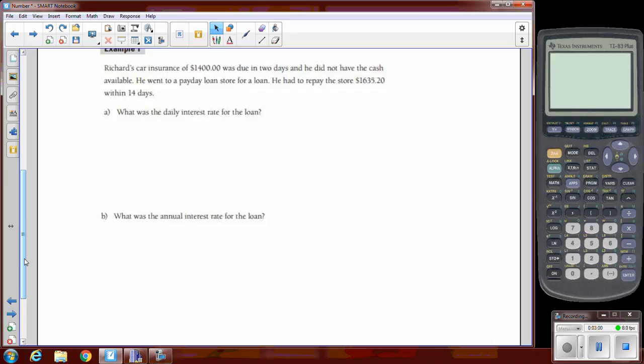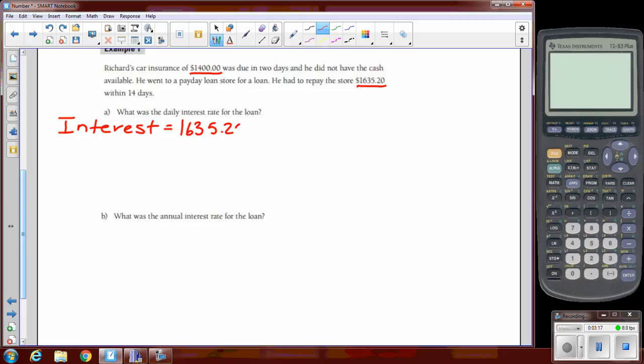So he borrowed $1,400 and they asked him to pay back over $1,600. The first thing we need to know is, well, how much interest did they actually charge Richard for this? So if he had to pay back $1,635.20 but only borrowed $1,400, the amount of interest that he had to pay them was $235. So in 2 weeks, they charged him $235. So it's going to ask, what is the daily interest rate?